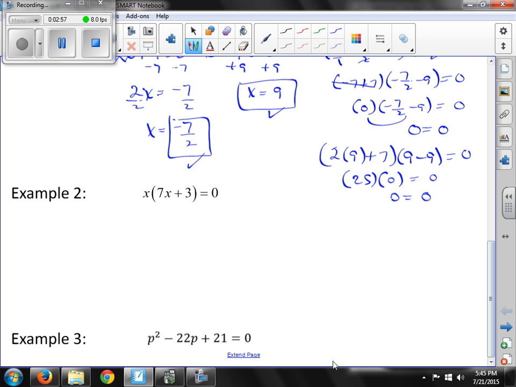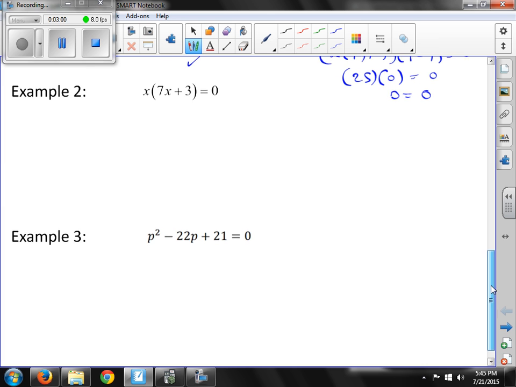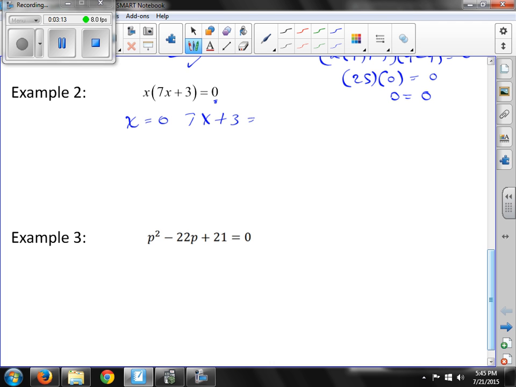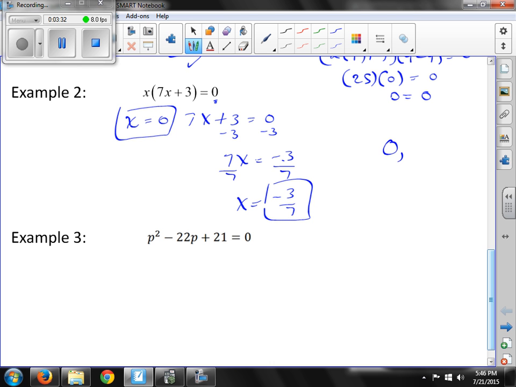Going on to the second example. This one already has our 0 on one side. It is factored already. So we just set the factors equal to 0, x is equal to 0, and 7x plus 3 is equal to 0. So our first solution is already found. For our second solution, we'll subtract 3 from both sides. We'll have 7x is equal to negative 3. Dividing by 7, we'll have x is equal to negative 3 over 7. So we have two solutions. They are 0 and negative 3 over 7.